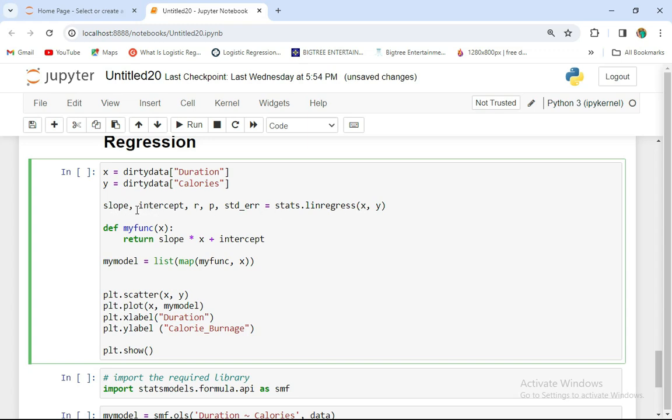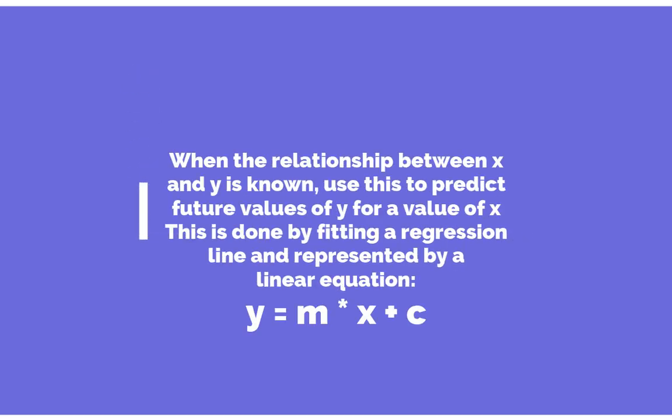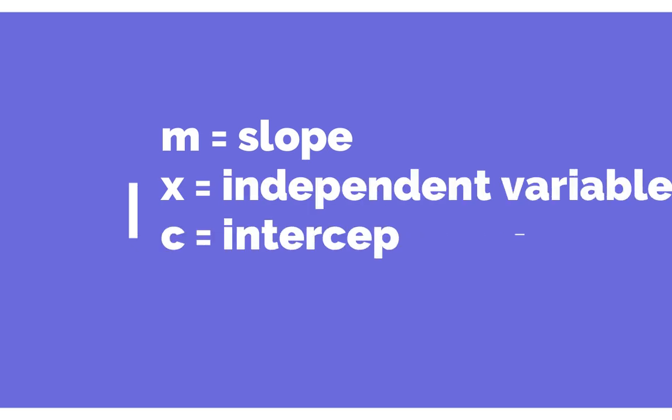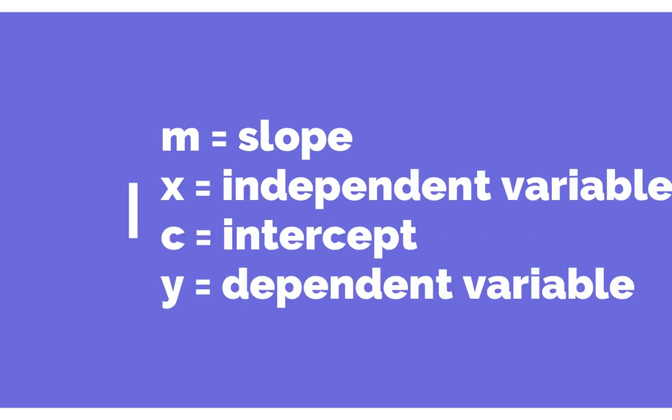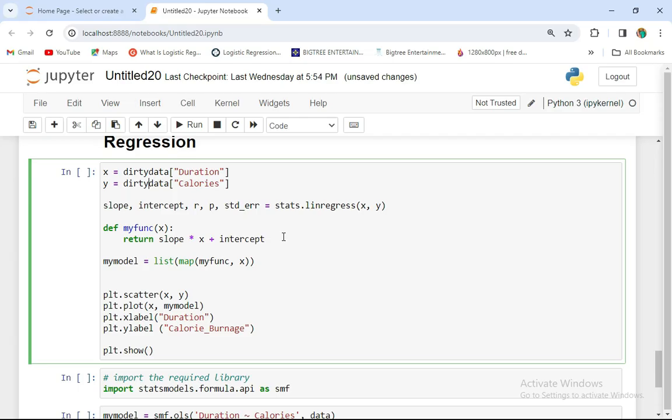Now this slope stands for slope. You see that in our straight line equation, or in a linear regression, we have y equals mx plus c, where m represents the slope, x represents the x variable, and c represents the intercept. Then y, which equals mx plus c, is the variable that is dependent on x. So however x increases, that is the contribution it gives to y. So this is what happens here.